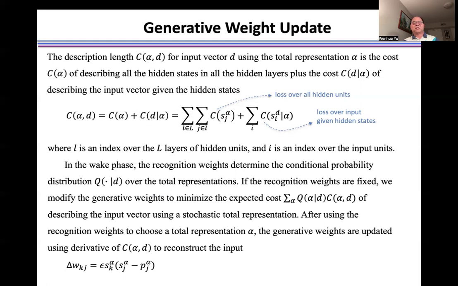In the wake phase, the recognition weights determine the conditional probability distribution Q over the total representations. If the recognition weights are fixed, we modify the generative weights to minimize the expected cost of describing the input vector using the stochastic total representation. After using the recognition weights to choose a total representation alpha, the generative weights are updated using the derivative of C to reconstruct the input.